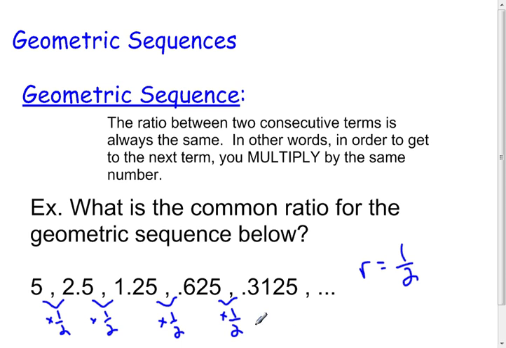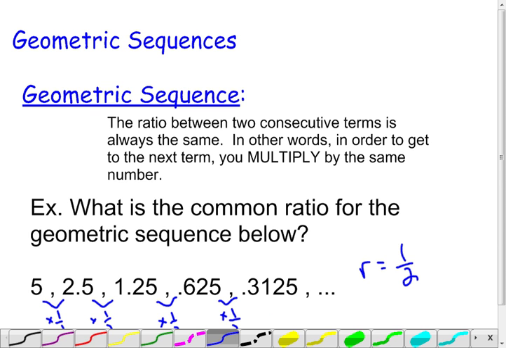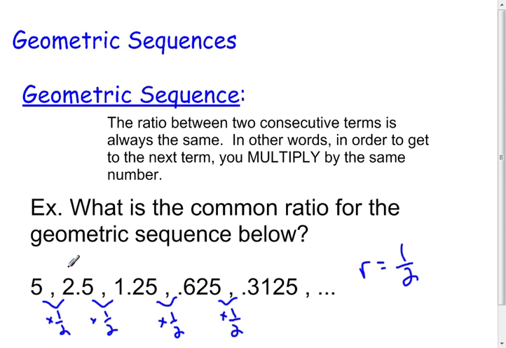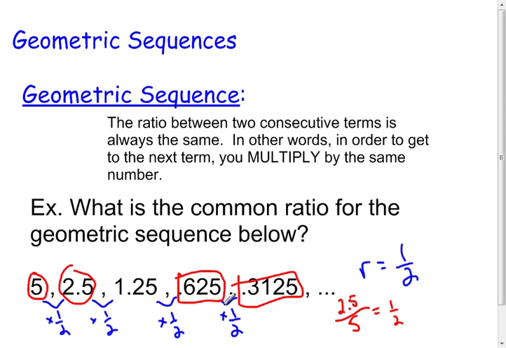One way to do this, if you're not sure how I got 1/2, is to take any term, we'll take the second term, and divide it by the first term. So we could do 2.5 divided by 5, and that gives us 1/2. You could also do 3.125 divided by 0.625, and that would also give you 1/2.